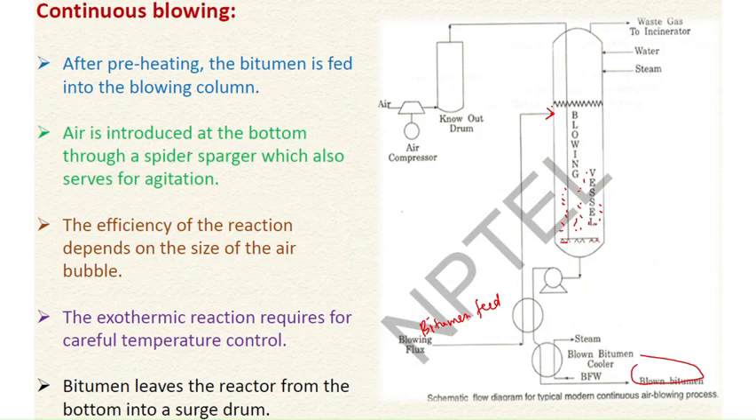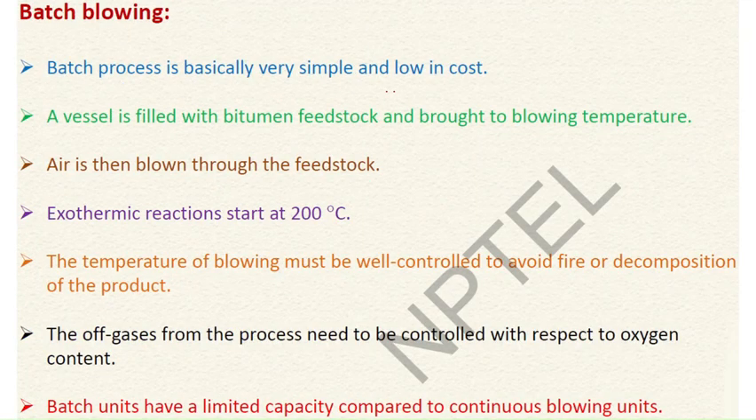Batch blowing. After preheating, the bitumen is fed into the blowing column. Air is introduced at the bottom through a spider sparger, which also serves for agitation, and the efficiency of the reaction depends on the size of the bubbles. If smaller size bubbles are formed, they will give much better interaction of the bitumen with the air bubbles, and much better oxidation takes place. The exothermic reaction requires careful temperature control, and the bitumen leaves the reactor from the bottom into a surge drum.